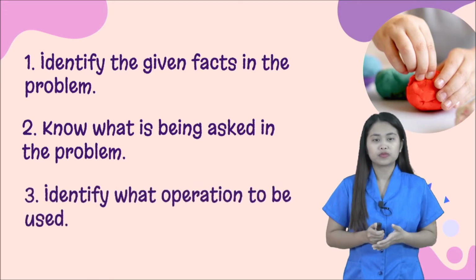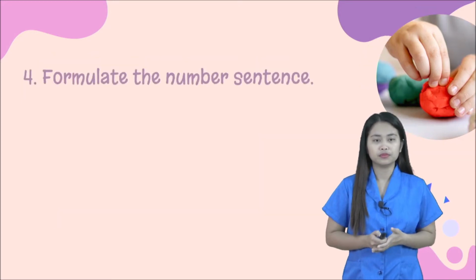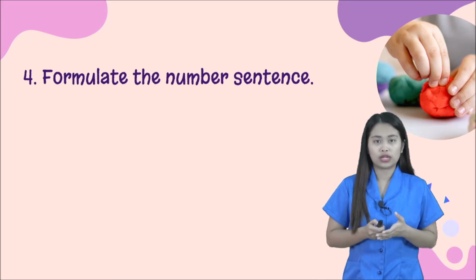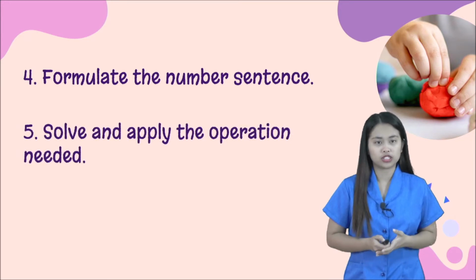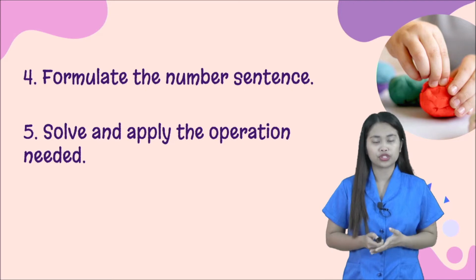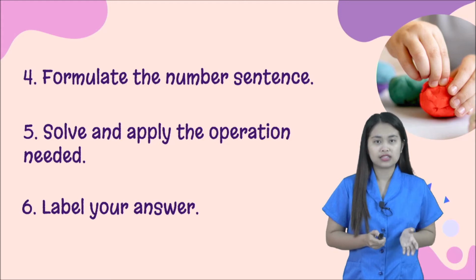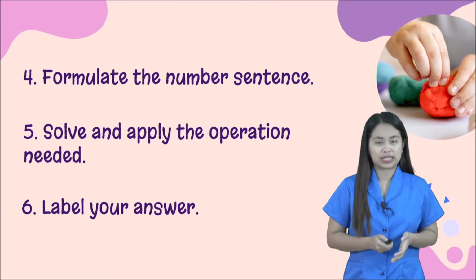Number 3, you have to identify what operation to be used. In our problem, you look for the word each, and definitely that is division. Number 4, formulate the number sentence, and it is always equal to letter n. 5, solve and apply the operation needed. This is where your solution is written. And the last number, you have to label your answer. Get the answer from your solution and then label it according to what is asked.